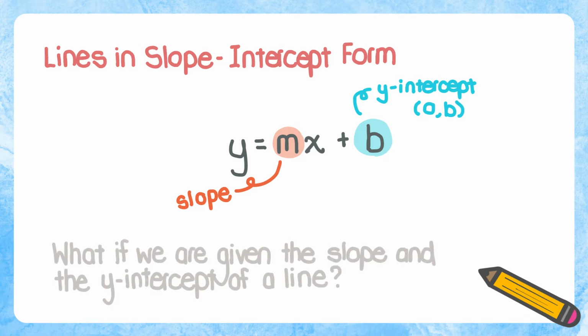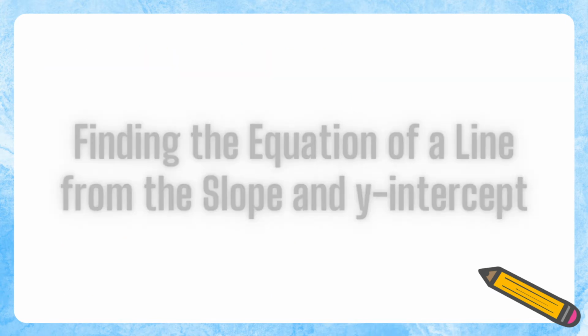So today we're focusing on this question. What if we're given the slope and the y-intercept of a line? How do we write the equation of the line from here? So today we'll be finding the equation of a line given the slope and y-intercept.